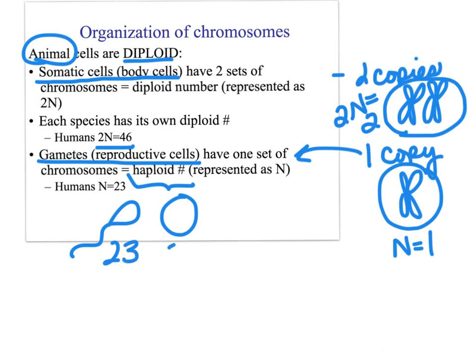And again, the purpose for that is now when fertilization occurs, this will restore the number back to 46. Otherwise, if there was no meiosis, if we never cut the chromosome number in half, every time a sperm fused with an egg, the chromosome number in the offspring would double, and again and again and again, which wouldn't work.